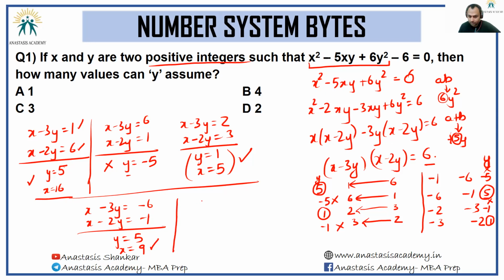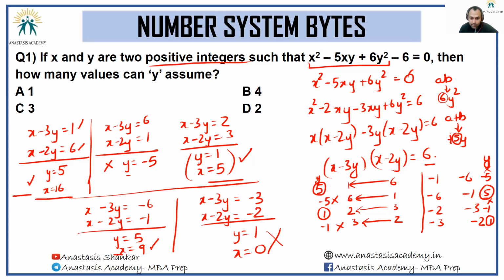Final case: x minus 3y is equal to minus 3 and x minus 2y is equal to minus 2. y is equal to 1. If y is equal to 1, x will be equal to 0. This is an unacceptable case. So we've got 3 acceptable cases now. But within these 3 acceptable cases, how many values can y assume? y can only assume a value of either 5 or 1. And therefore, the correct answer here has to be option D, 2.